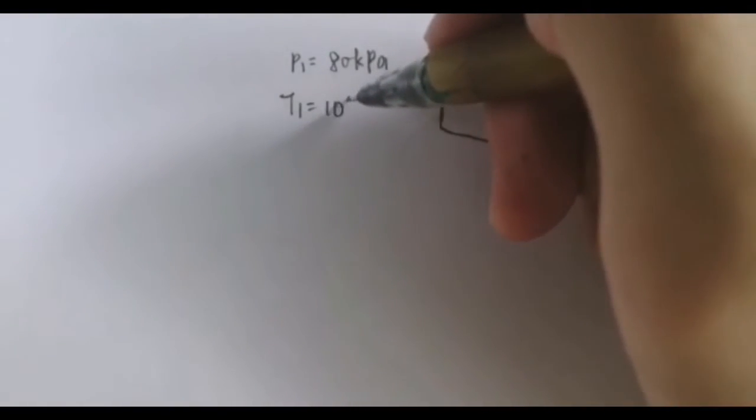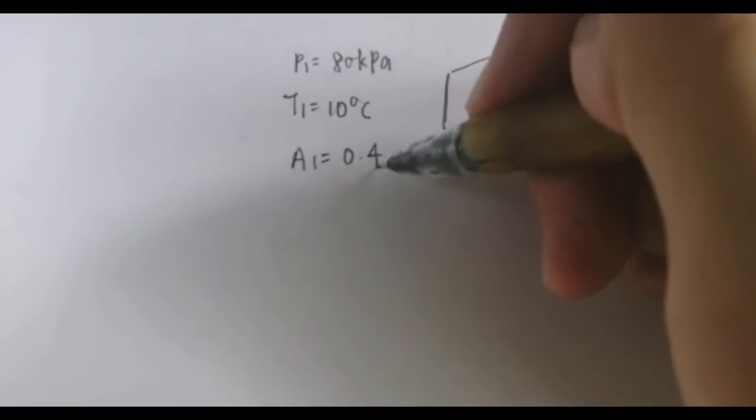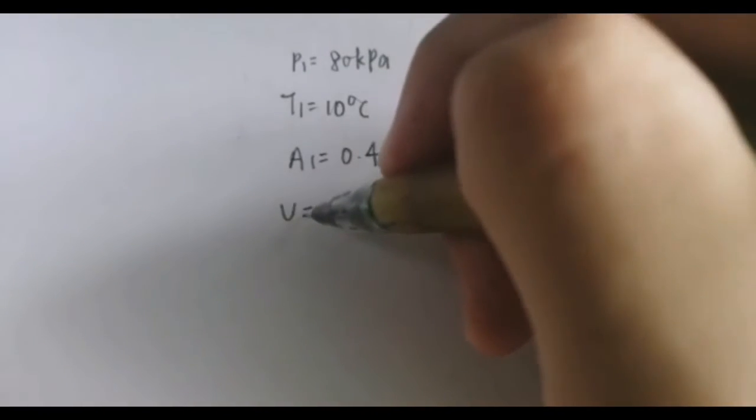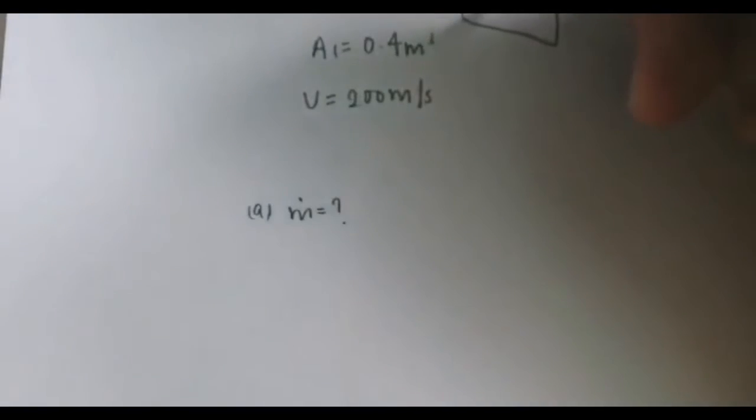Based on the question, we can draw the diffuser diagram for us to have an easier understanding. After that, we can label the information provided. P1 equal to 80 kilopascal, temperature 1, 10 degrees Celsius, area 0.4 meters squared, velocity equal to 200 meters per second. The first question is asking us to find the mass flow rate.